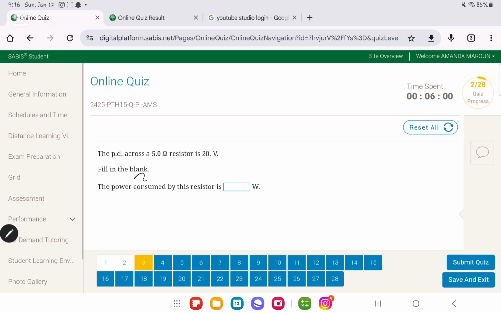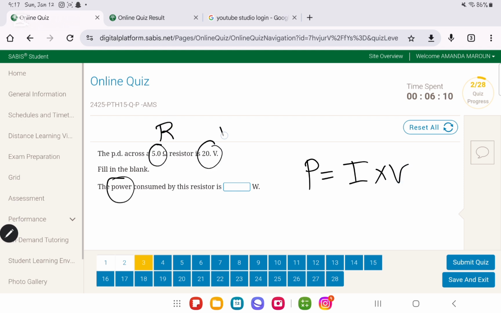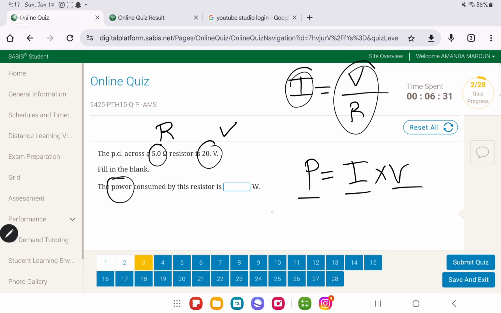Question number 3. They are looking for the power consumed by this resistor. We know power is equal to the current times the voltage. We have the resistance and we have the voltage. We also know that the current I is equal to the voltage divided by the resistance. So what do I do if power is equal to the current times the voltage and I don't have the current, but instead I have the resistance? Very simply, we are going to substitute I by this equation over here. So now it becomes power is equal to the voltage divided by the resistance times the voltage.